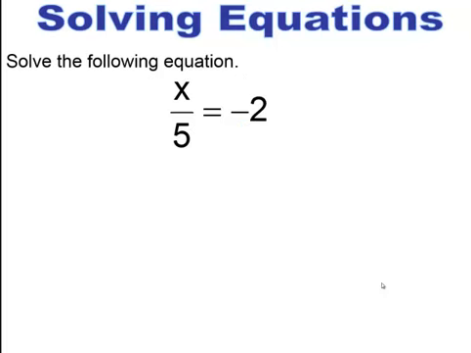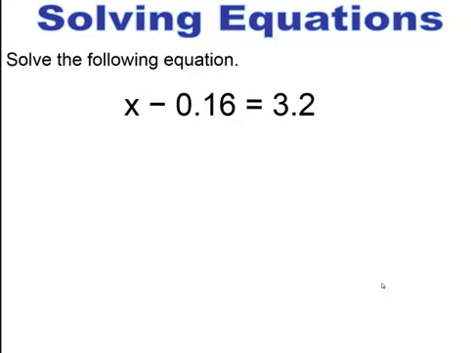Pause and try. So this is division. The inverse operation of division is going to be multiplication. So that 5 times x over 5 will cancel, and you're left with -2 times 5, which gives you -10.